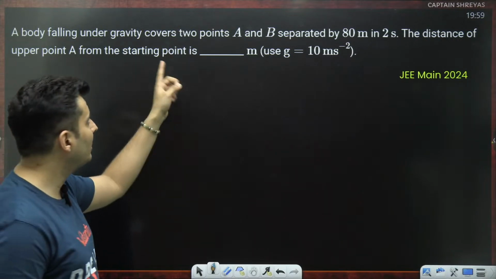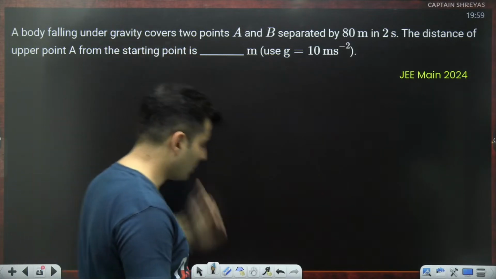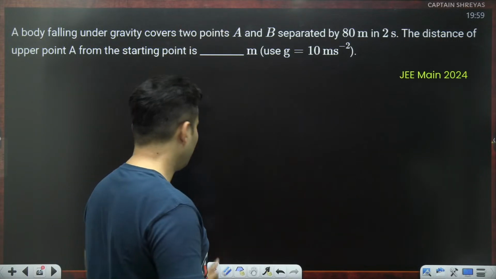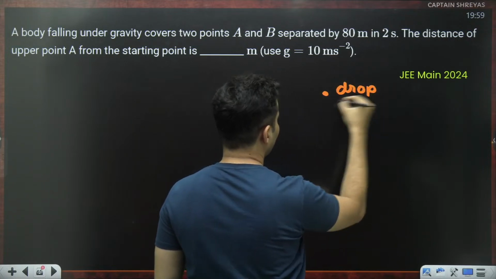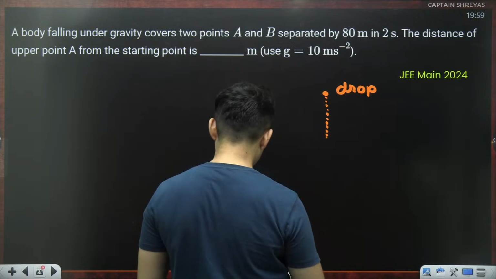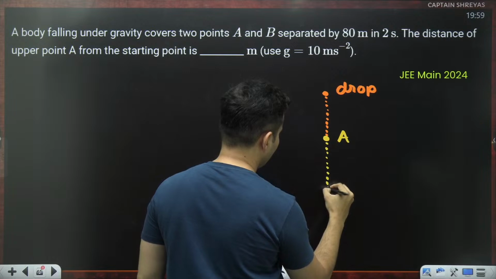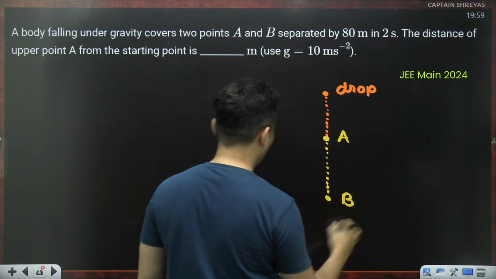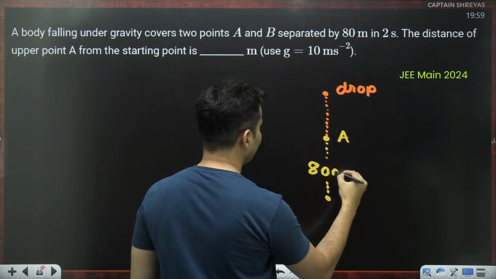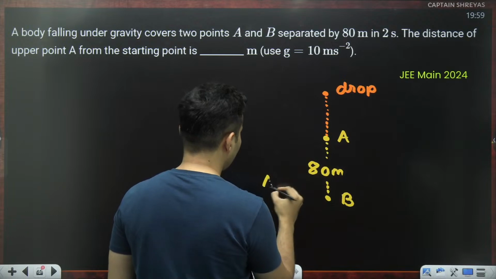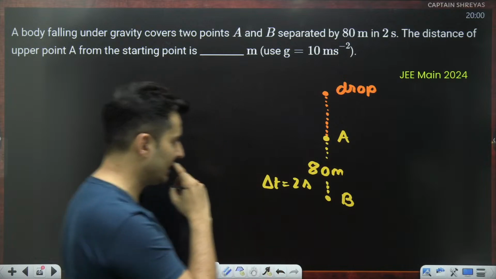Body is falling under gravity covers 2 points A and B. A is not the starting point, B is not the final point. Remember that it can go further below and it has started much before A. So let's say you drop a body somewhere over here. It accelerates, reaches this particular point A, accelerates, reaches this particular point B, and the separation between them is 80 meters. And the time taken for this journey from A to B is 2 seconds. That is what is given to you.